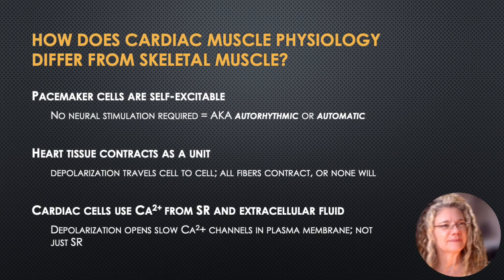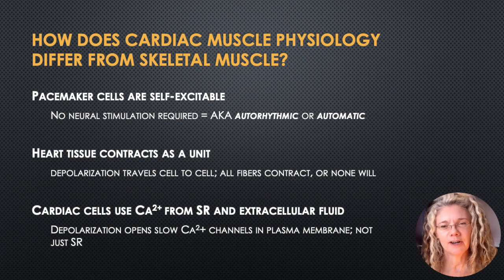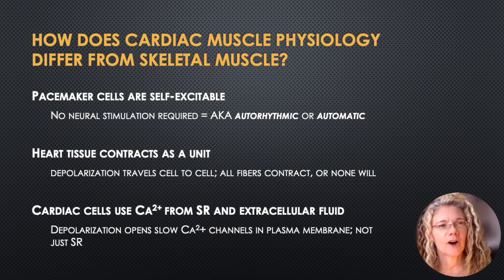All right, welcome back. I hope you had a nice little refreshing break, and I hope you're ready to finish up this section. So let's talk about how cardiac muscle physiology is different from skeletal muscle. When you think about the pacemakers, about 1% of your cardiac muscle are pacemaker cells, and those cells are self-excitable. What does that mean? It means that they don't need nerve stimulation to do their job. They don't need signals from your brain to say, time to contract. They are automatic, they do it all by themselves.